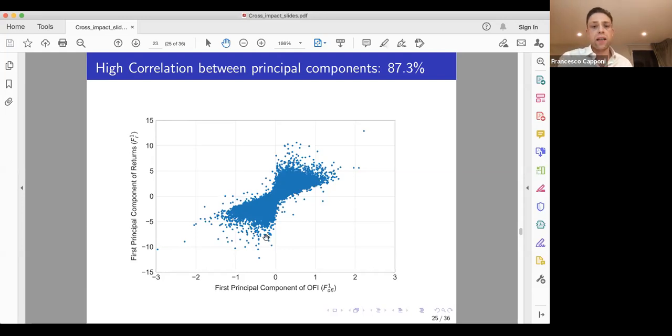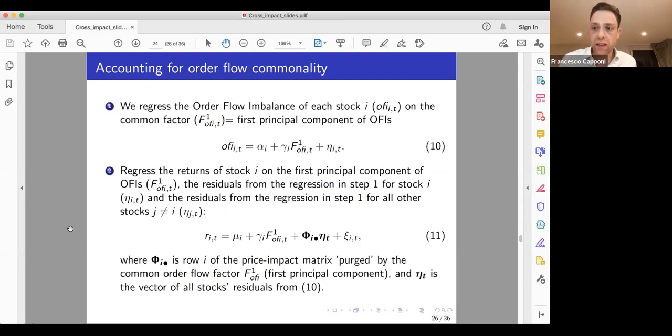If you can move to the next slide. So this justifies an approach, which is once again a two-step approach, where we want to take out whatever is due to commonality in order flow and hence in returns. In the first step, we regress a stock's order flow imbalance, as I explained before, on the first principal component of OFI. And the residuals, which are eta here, just explain the idiosyncratic part of the order flow imbalance of stock i, which is not due to the common market movement.